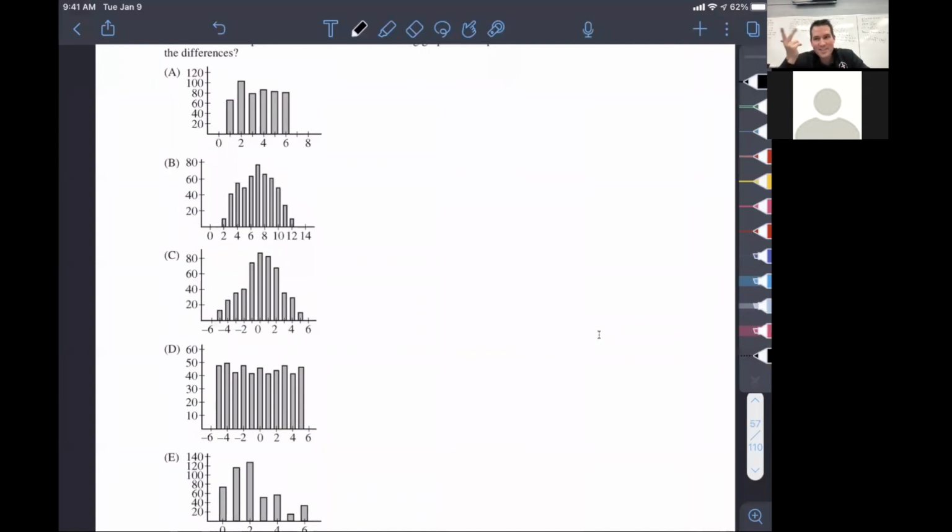If I do this experiment 500 times, knowing that each one is equally likely, first off, let's look at the axis. If it's equally likely, the most common result over 500 times should be 0. And this should look normal. So of these distributions, which is the one that looks most normal? The answer is C.